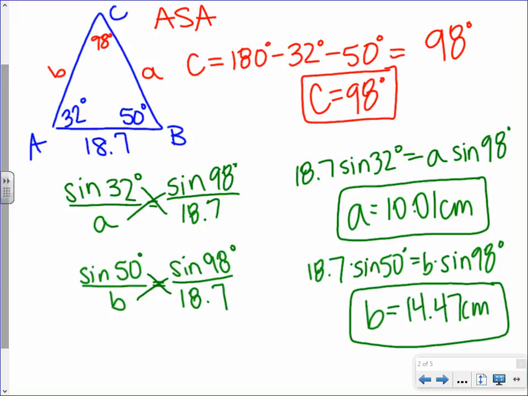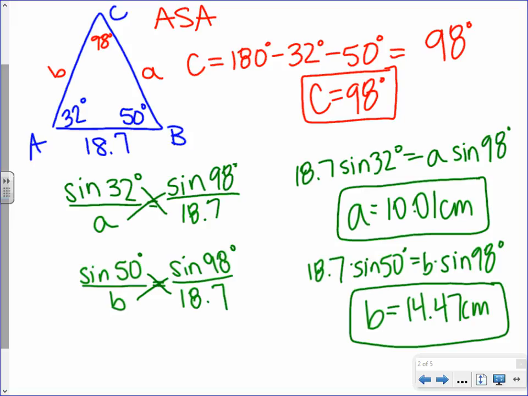Anytime you go through a problem, you need to go back and look at your triangle. Do our answers make sense? I see that our biggest angle is across from our biggest side, and our smallest angle is across from our smallest side. Those things should happen. Okay? So does our answer make sense? Does our triangle make sense? It does.